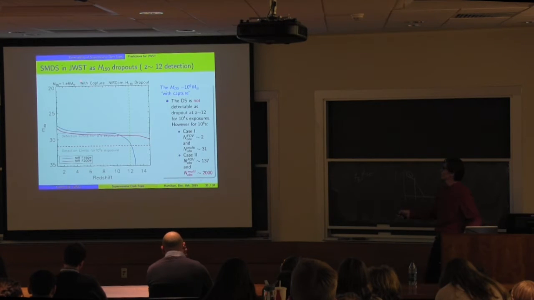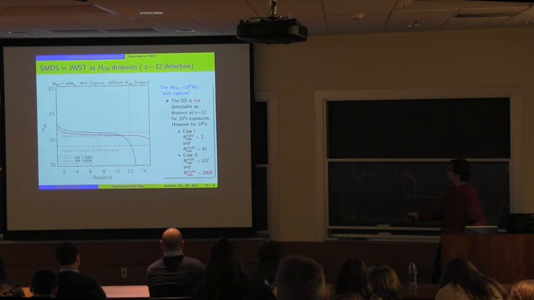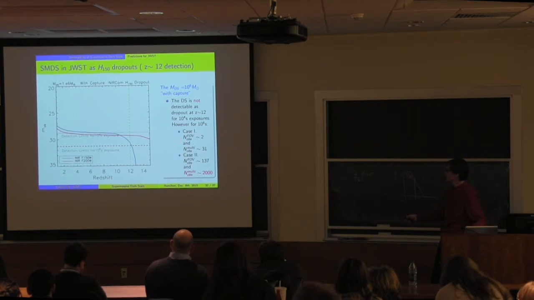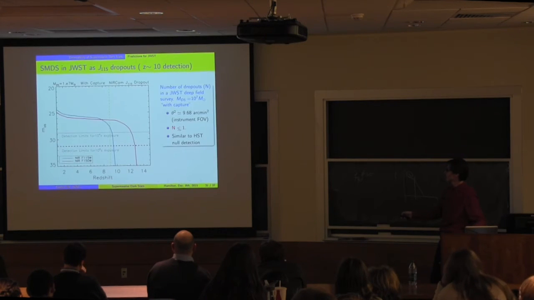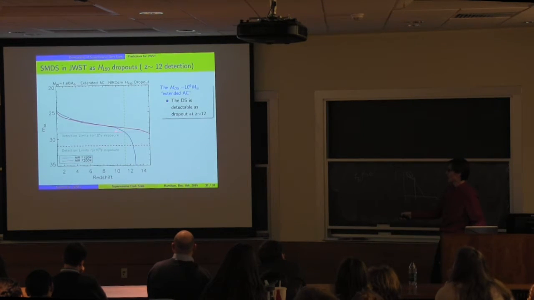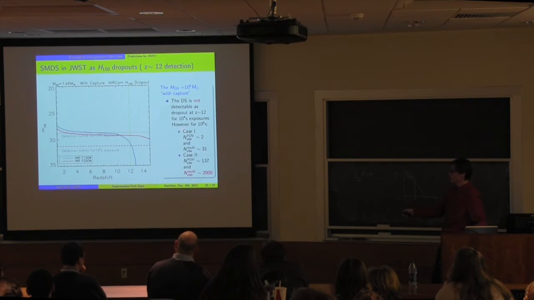Let's go with the same case with capture. Now you need larger exposure time because the objects with capture are more difficult to detect. However, for case one, which I presented already, there's still about 2. So, notice, that's interesting. Those objects are more difficult to observe, however, you have a larger number. So I can leave you a question for later. Why is that the case?